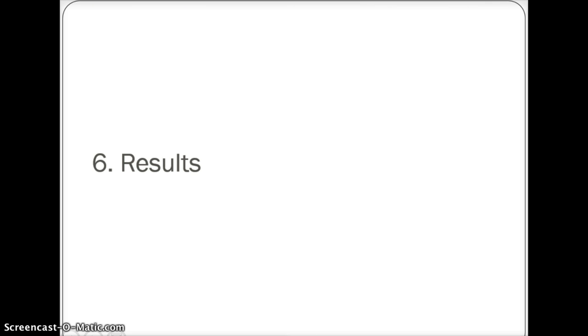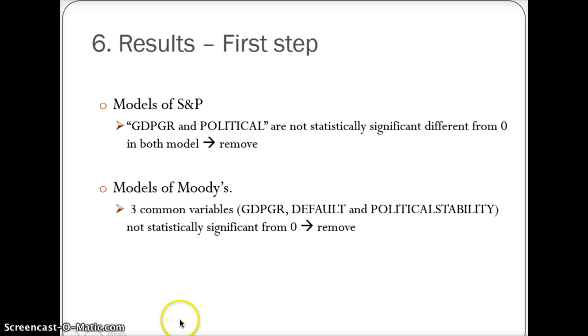We will now analyze the results. It's important to keep in mind that all analyses are made with an independent variable expressed in groups. Remember that the first step consisted in estimating the rating for Moody's and S&P with an ordered probit, making a difference between developing and developed countries.